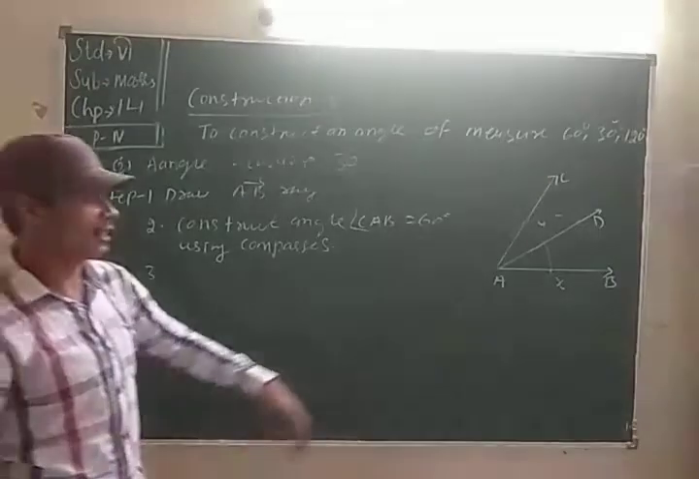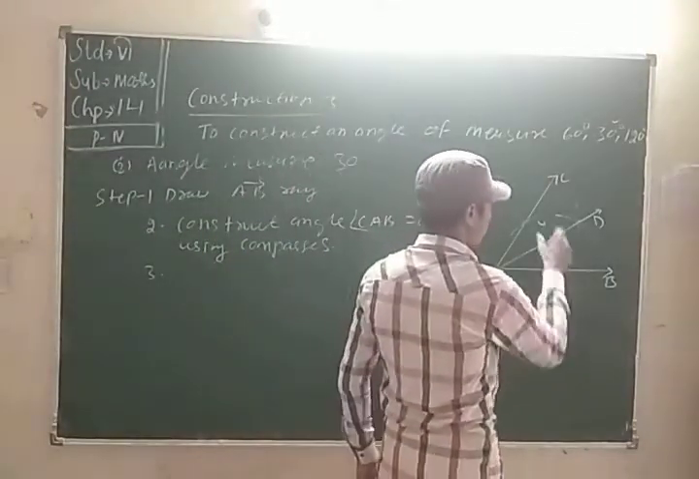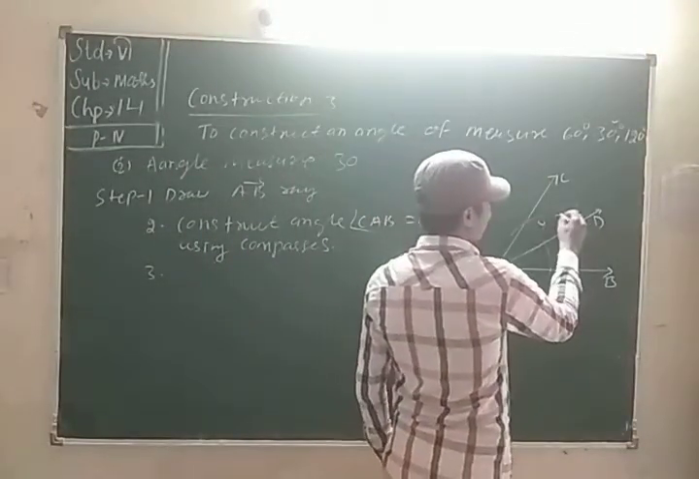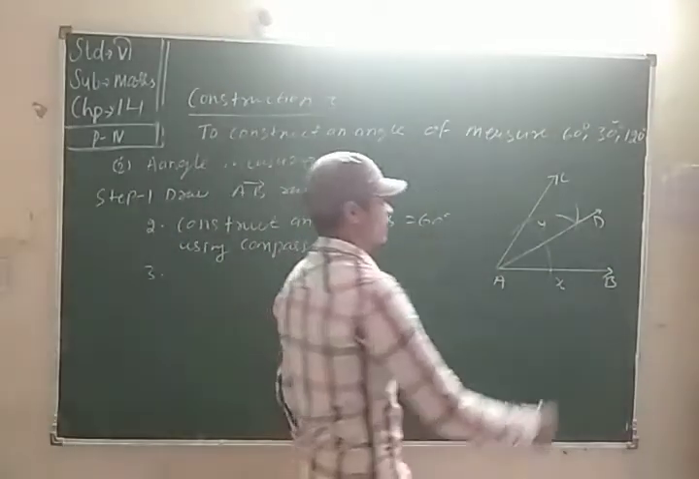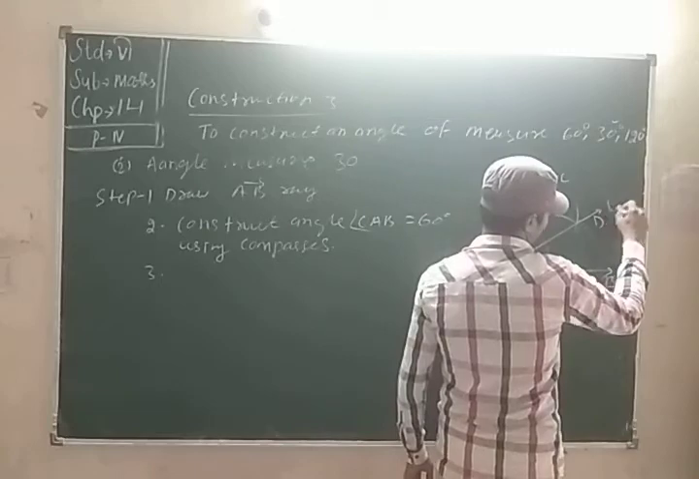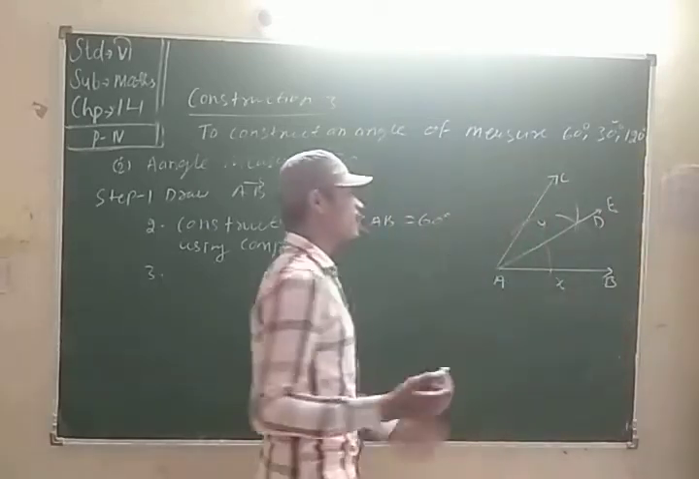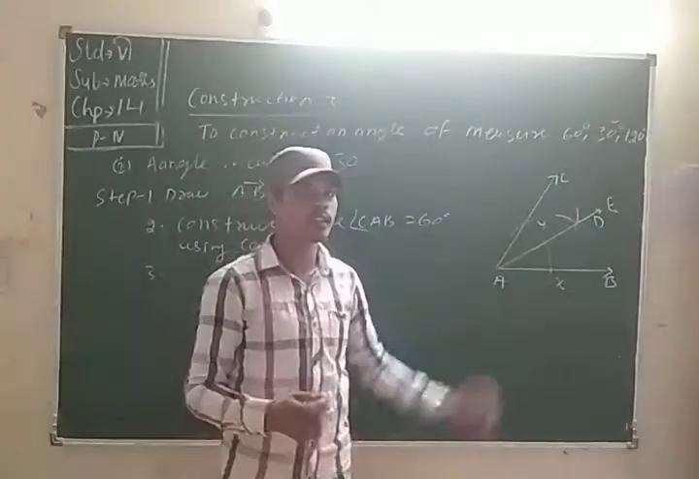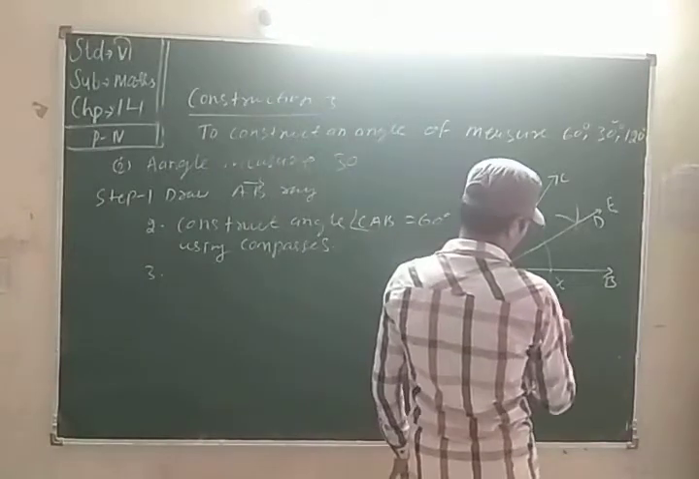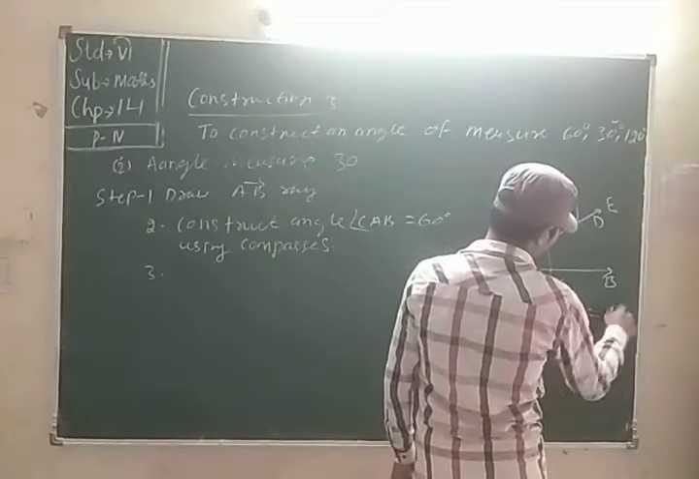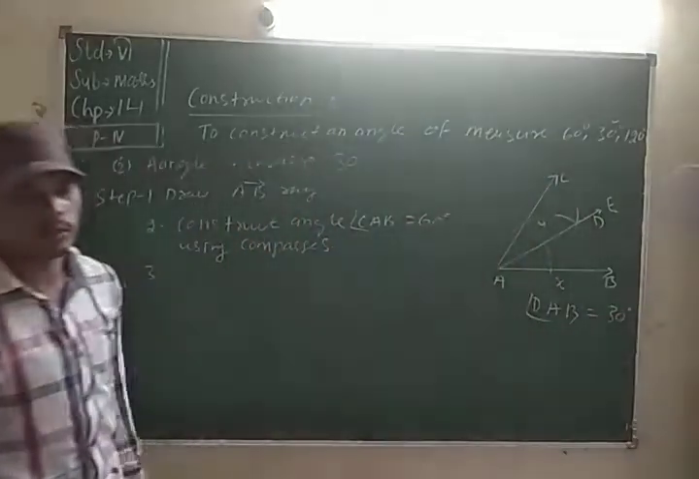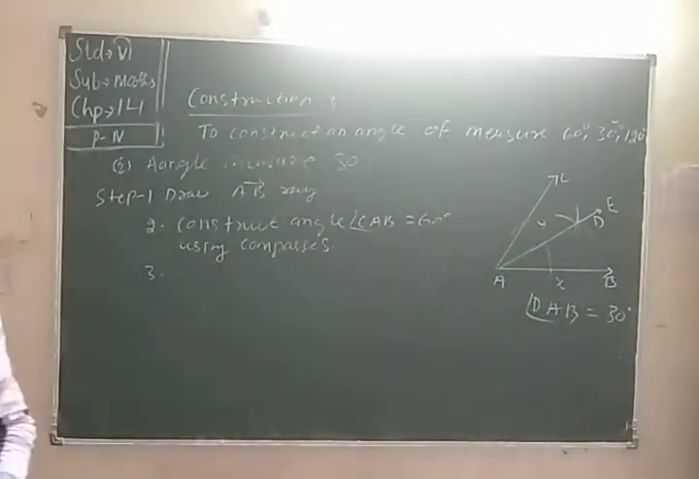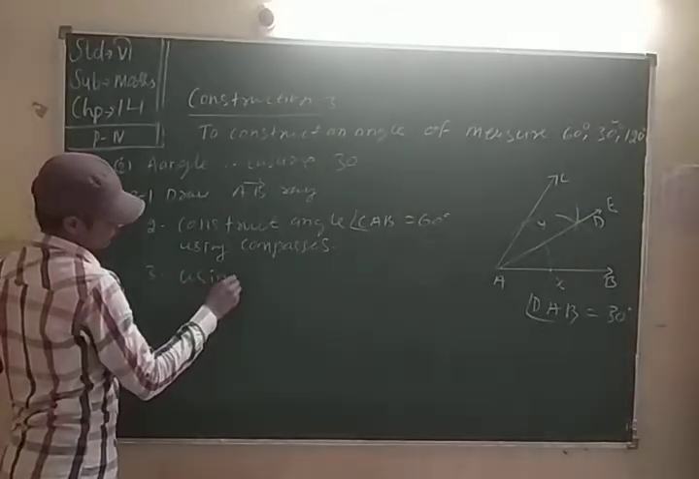Now in step 3, what is the step? We take any radius with center X and center Y. We take two arcs and cut into new points. We get D. Then we join A and D. Here is AE. We get ray AE, and angle BAE is 30 degrees. We can say BAE equal to 30 degrees. Now in the last step, how can you do it? So using constructions.